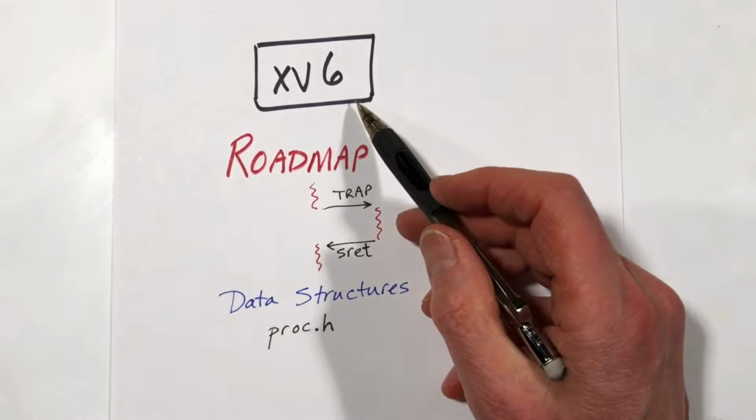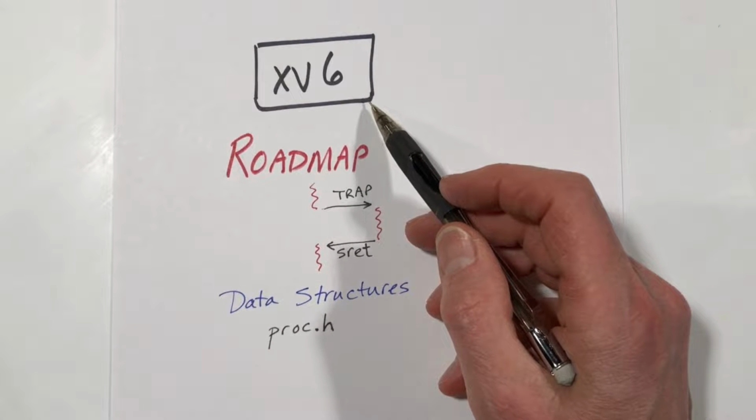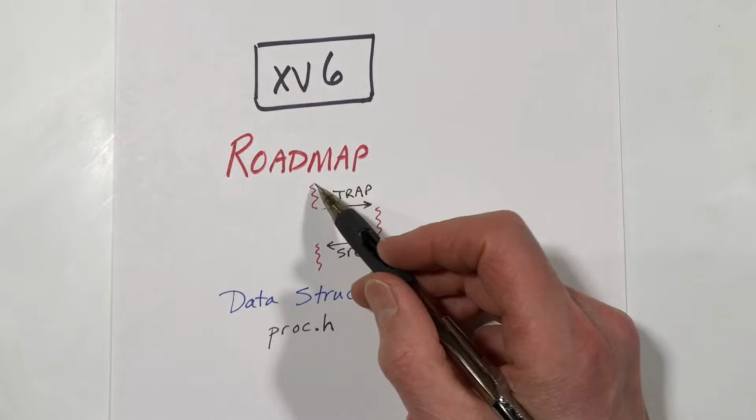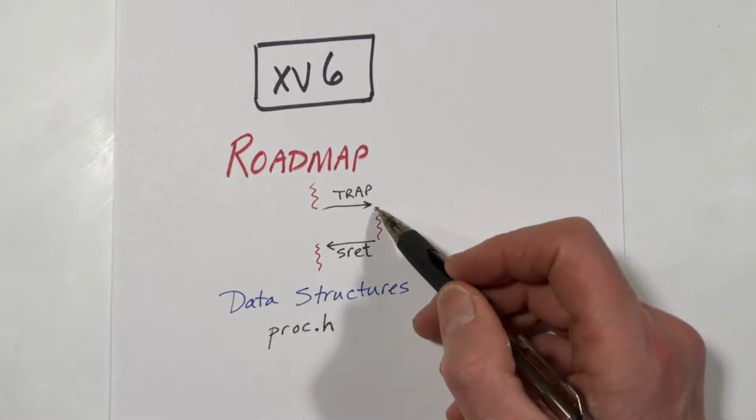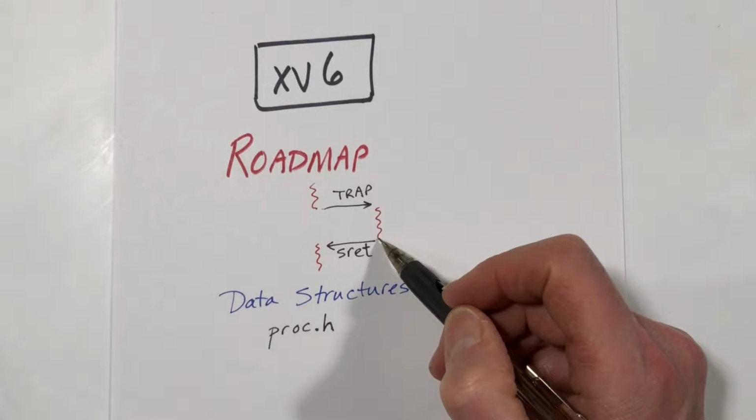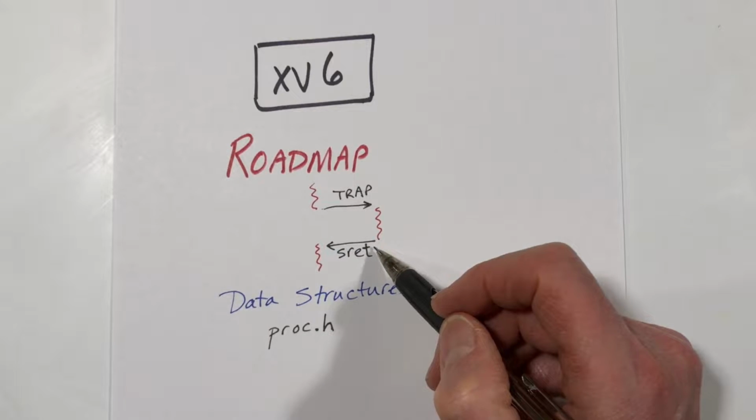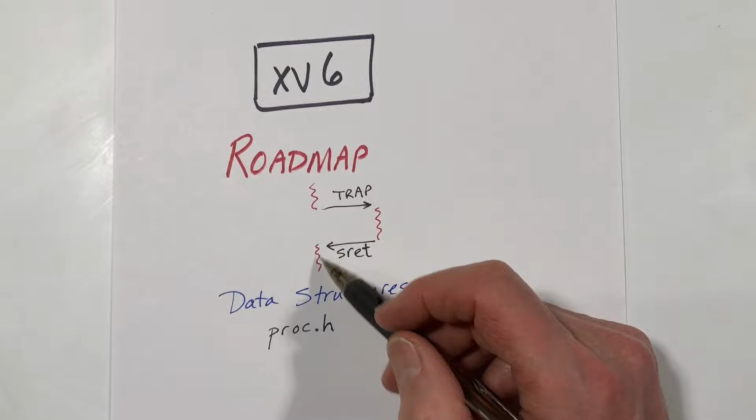This video is part of a series on the xv6 operating system kernel. In this image, we're executing in the user code. We get a trap and we execute something in the kernel, and then we execute a system return instruction and go back to user mode.